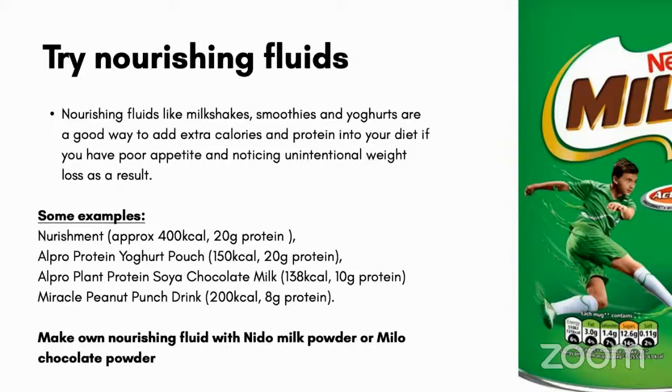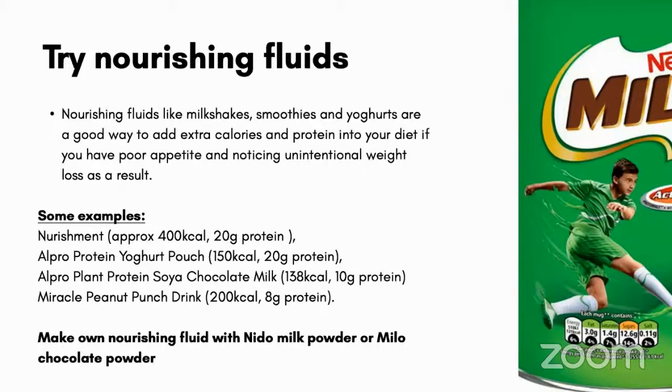But if you don't really want to buy nourishing fluids from the shops, you can also make your own. You can make your own nourishing fluids by using Nido milk powder, which contains extra calories and extra protein. You can add this into your cup of tea. You can add this into your porridge or to any milkshake beverage that you want.